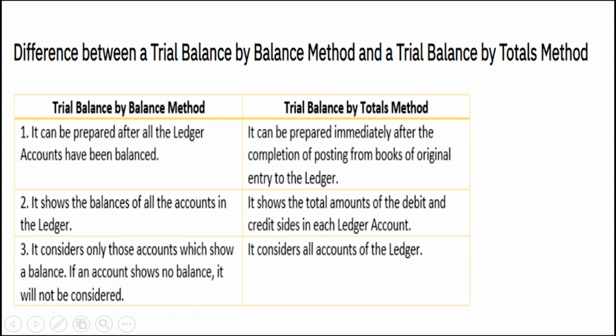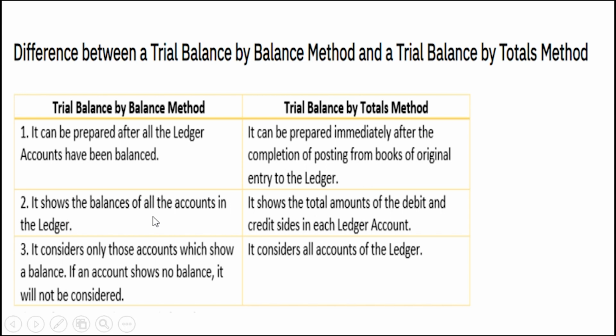So first we'll talk about balance method. This is the most important method. It can be prepared after all the ledger accounts have been balanced. I need to find out the total, proper balancing figure has to be there, then only I can prepare trial balance using this method. The totals method can be prepared immediately after the completion of posting from books of original entry to the ledger. Here balancing is not required. I'll just total both the sides and I will write down.